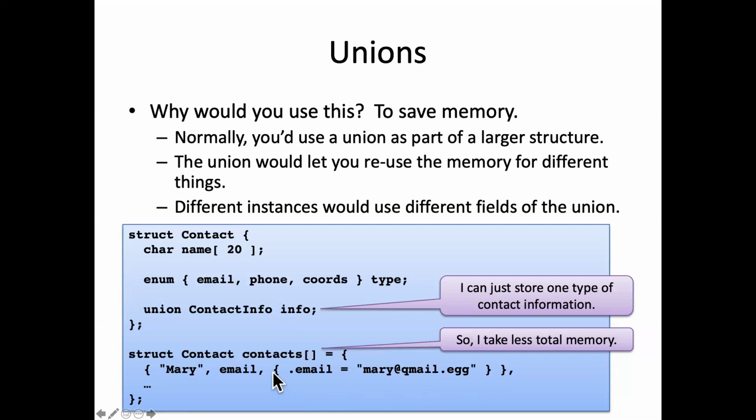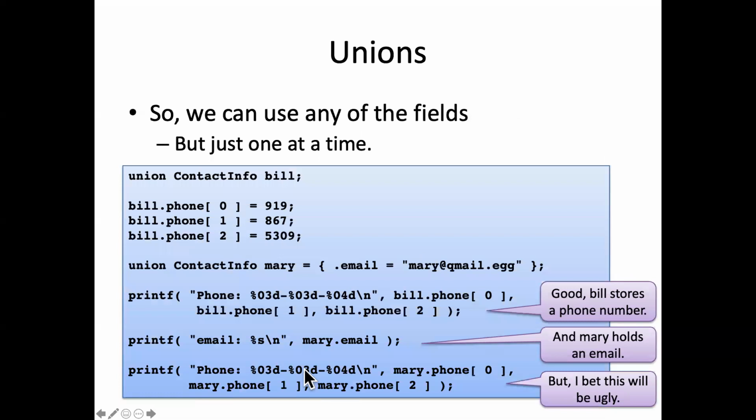Every instance of this struct has an info field that's a union. So when I pick which field out of info I want to use, I'm using the same initialization syntax. Let me back up a slide. Same initialization syntax I was using here. I just put whichever field I want to initialize inside curly brackets.